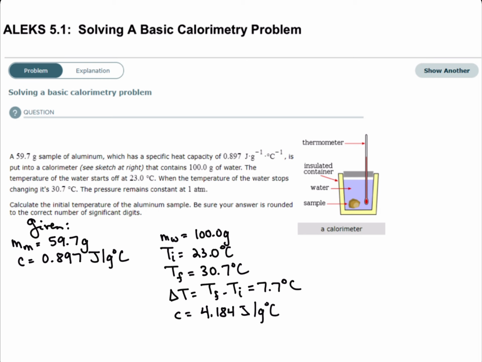We're asked to find the initial temperature of the metal, but we do also need the final temperature. So if the hot piece of metal was placed in water, eventually thermal equilibrium should be reached, which means that the metal and the water should have the same final temperature. So the final temperature of the metal is 30.7 degrees Celsius. We have all the given, so now we want to plug this into some equations.